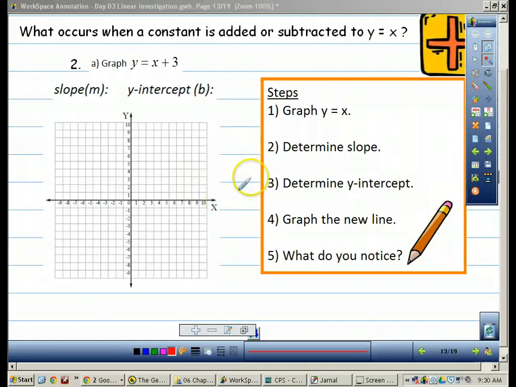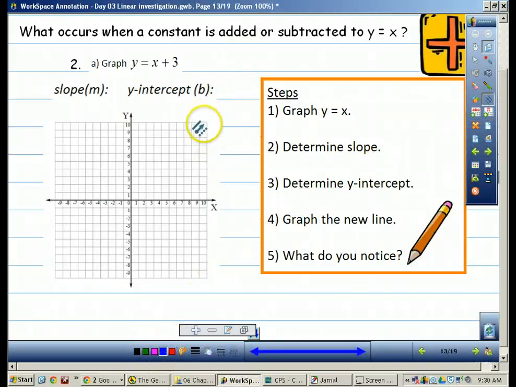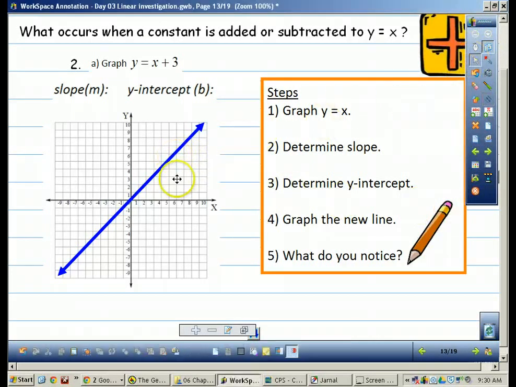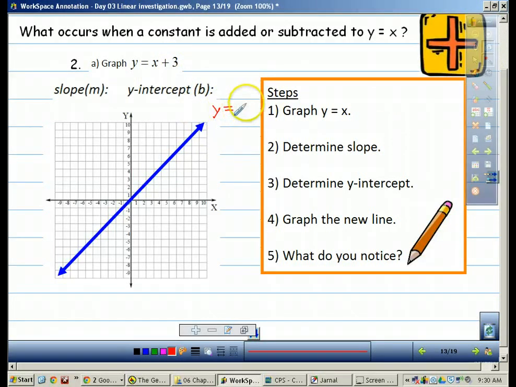Okay. So right here, just watch up here. Again, I'm going to have my parent graph in blue. That just goes down the middle. Right. Now, what happens if I have x plus 3? How does that differ? How is that different from y equals x? What happens when you put this plus 3 at the end? What does the graph do?